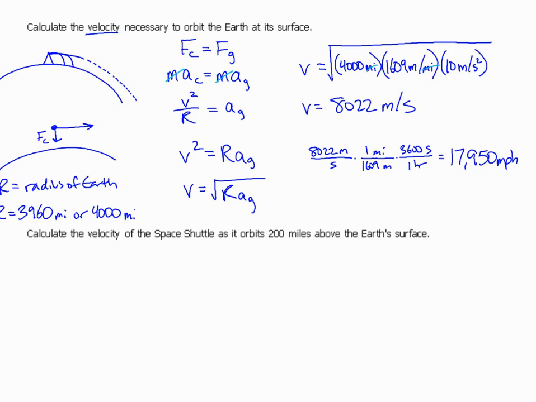If you were going to throw a baseball horizontally with the intention of getting it to orbit the Earth, you would have to throw this baseball at 17,950 miles per hour. Or if we were going to have a bullet fired out of a gun, if we wanted to get it into orbit by firing it horizontally, it would have to be shot at 17,950 miles per hour.